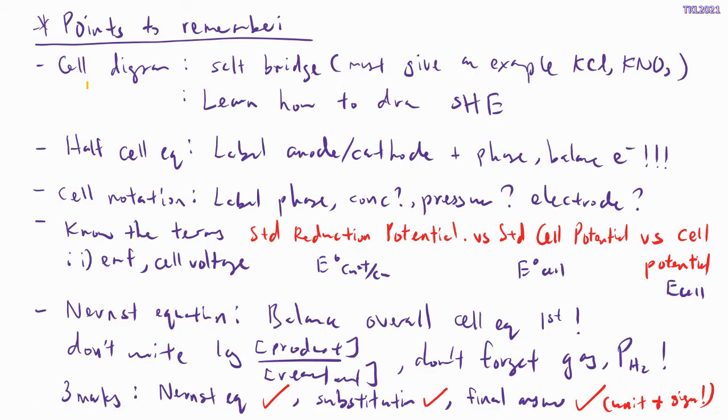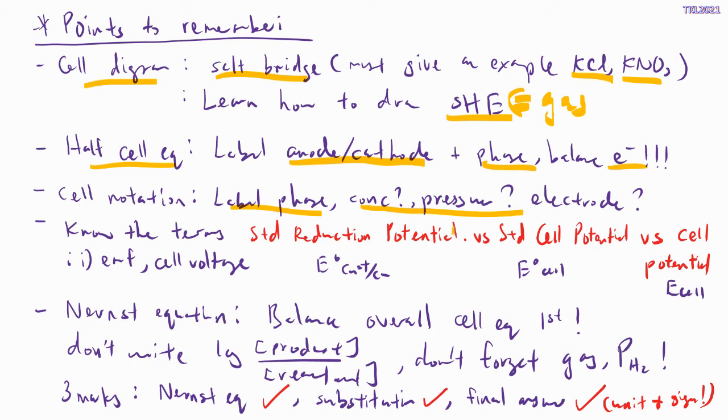So points to remember. Cell diagram, for the salt bridge you must give an actual example. Students usually don't know how to draw the standard hydrogen electrode, so practice on this, how to draw the standard hydrogen electrode which involves gas. Another one is half cell equation: as usual, students never label anode or cathode, phase is left out, and they never balance the electron. For cell notation, label phase, concentration and pressure must be stated in the cell notation, and you must know what electrode you are using.